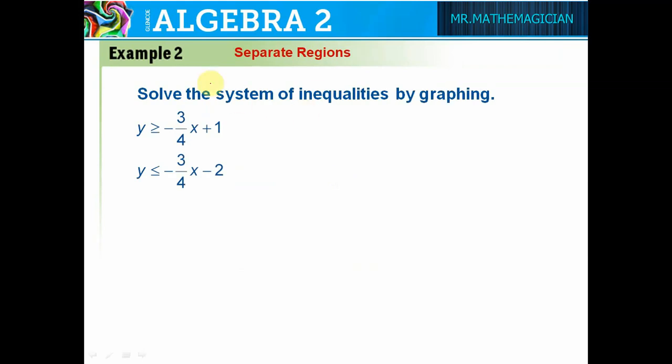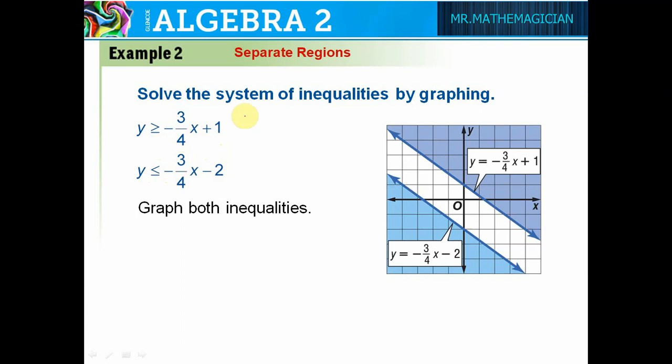Another example. Solve the system of inequalities by graphing y is greater than negative 3 over 4x plus 1 and y smaller than negative 3 over 4x minus 2. So also according to the slope and y-intercept, we can graph this line and we can graph the other line as well. Both are solid lines.